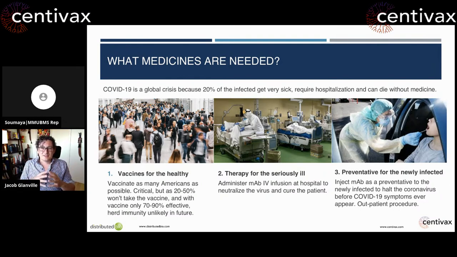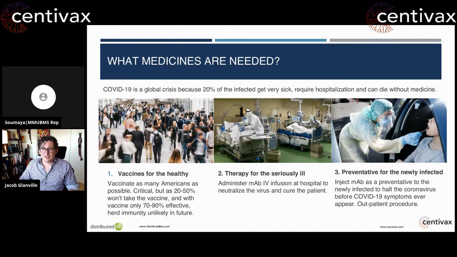There are two types of medicines that were needed. One was a therapy for the seriously ill, and that's still really an open question that has not been addressed yet. If you get really sick, they don't really have good stuff for you. The minute you have something that reduces the risk of death and complication by 90%, then you're back into sort of influenza range of lethality. And that is essentially, unfortunately, tolerated for normal human commerce and recreation.